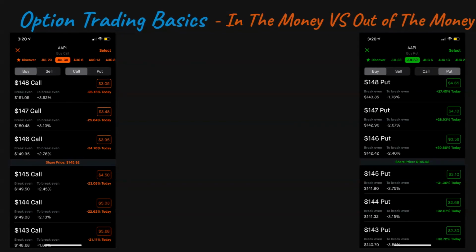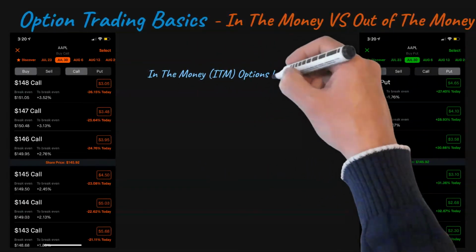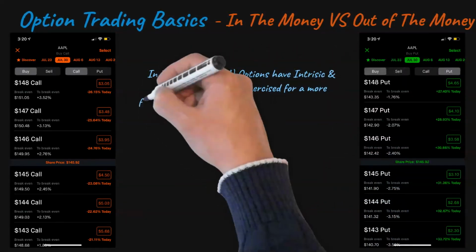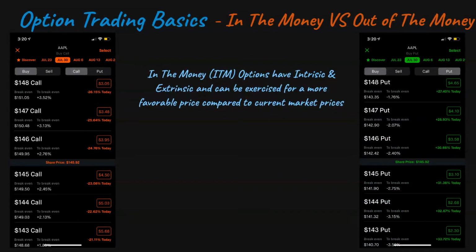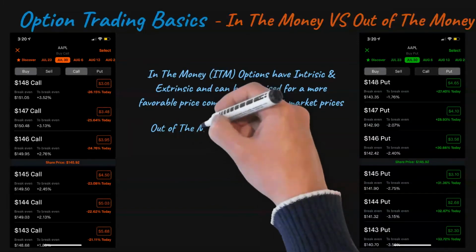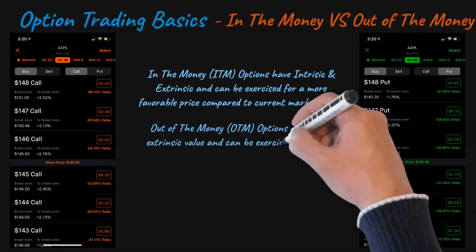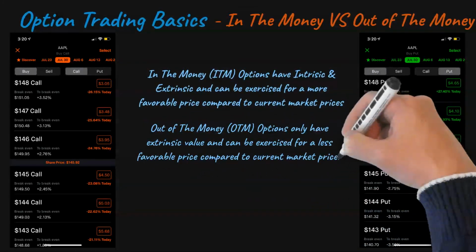At any given time, an option contract is considered in the money or out of the money. An option can move from out of the money to in the money or vice versa many times throughout its life. An in the money contract is generally considered profitable for the buyer of the contract. This is because the contract has intrinsic and extrinsic value and can be exercised for a more favorable price compared to current market prices. An out of the money option is generally considered not profitable for the buyer of the contract. This is because the contract can be exercised for a less favorable price compared to current market prices.